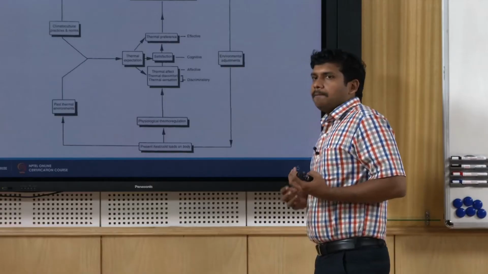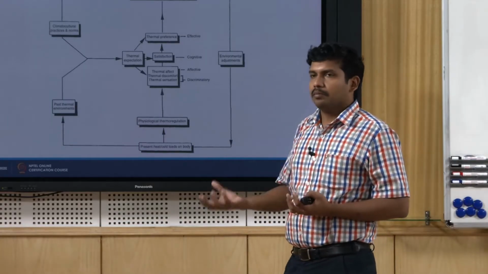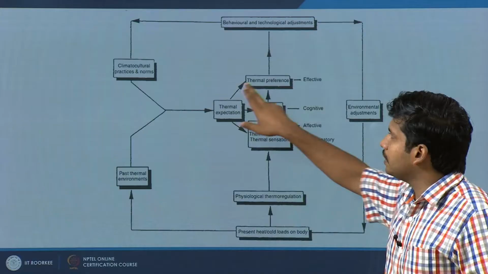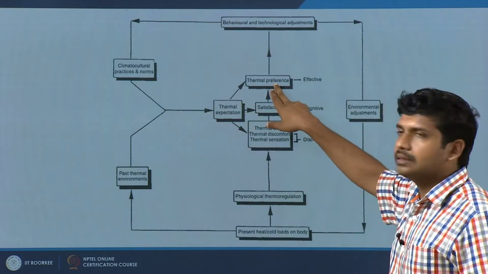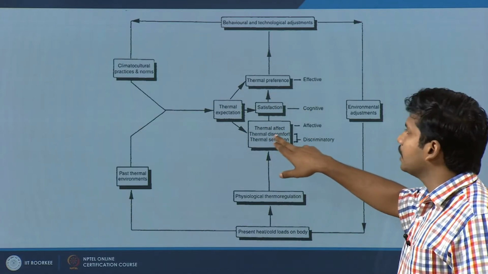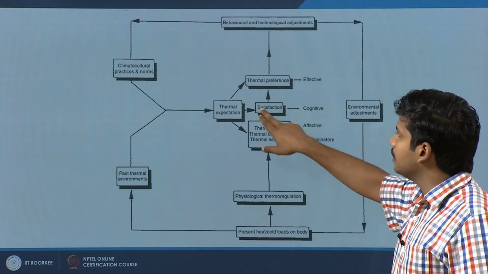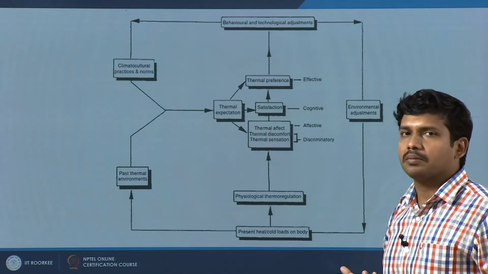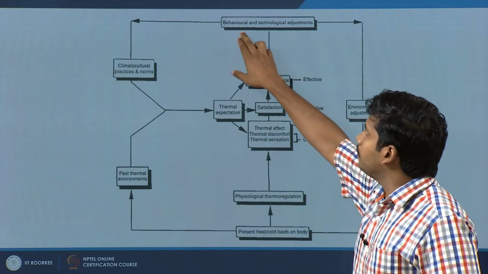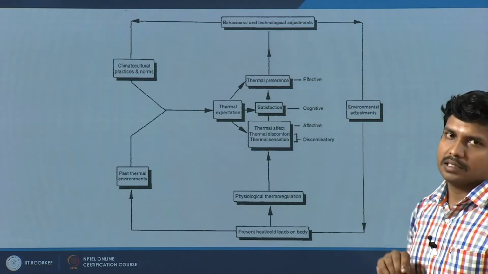Say for example, like the earlier example I said, I am moving from Srinagar all the way to Delhi to work. My thermal preference because of these practices is something, but what I sense and what I experience as comfort is different. Because of this, my satisfaction with the thermal environment is varying. Because of these things, I go for behavioral or technological adjustments.